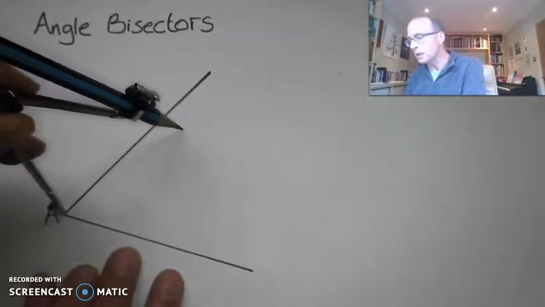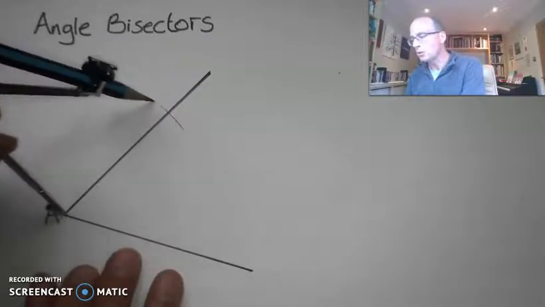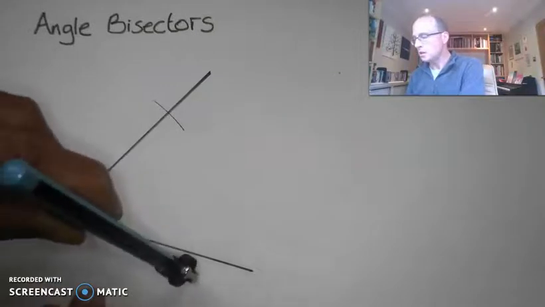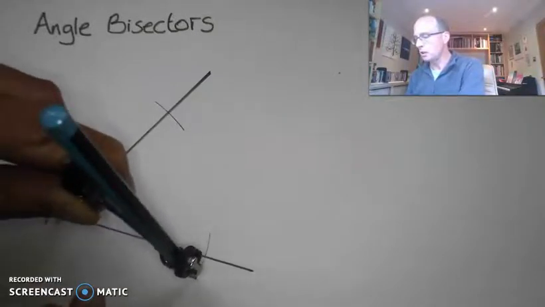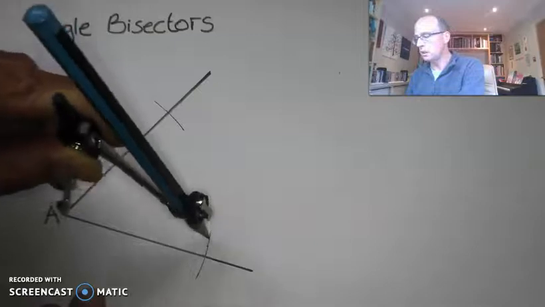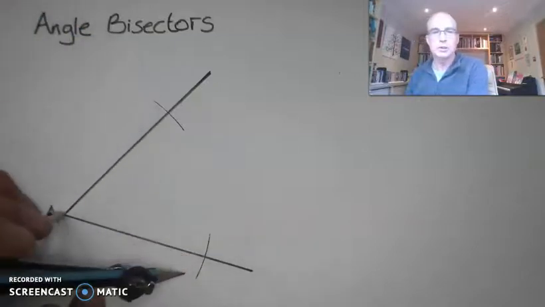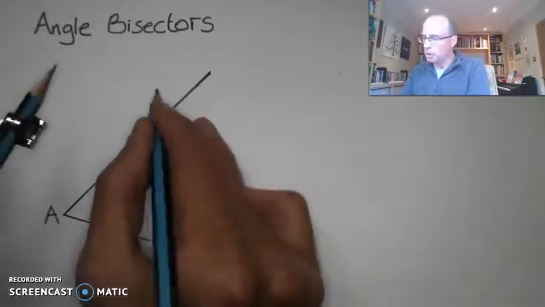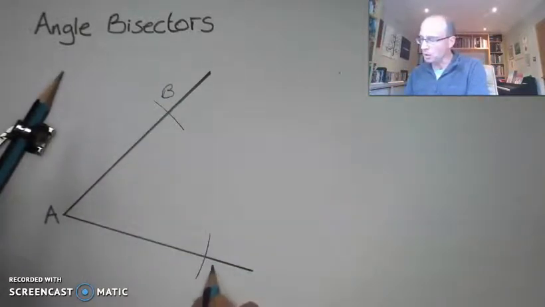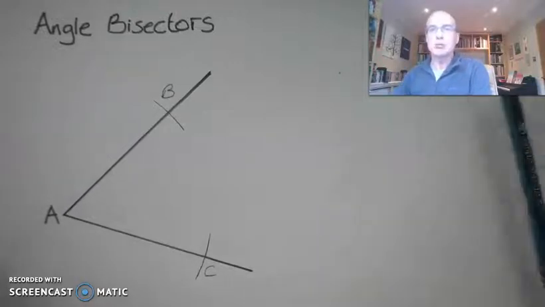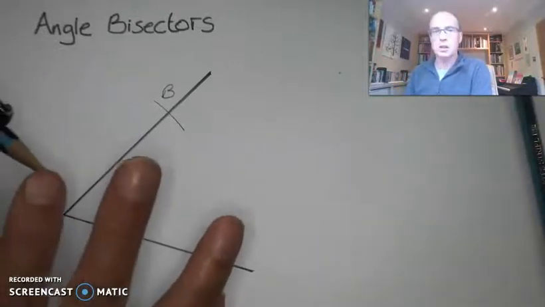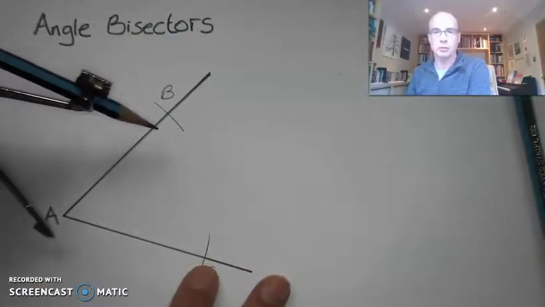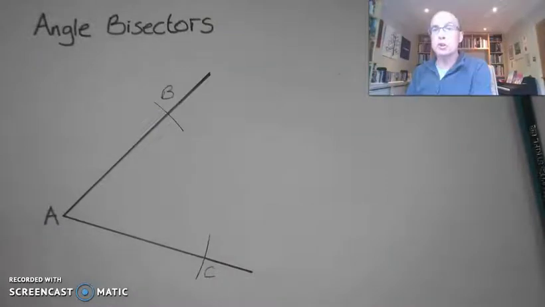This one's going to work for me, and I'm going to draw an arc that cuts through the first line segment and also an arc that cuts through the second line segment as well. I'm trying to draw that so we can see it on the video. I'm going to label those up. I'm going to call the top one B and the bottom one C. It's really important that once we've done that, we don't change the compass setting between drawing those first pair of arcs. I'm going to draw two more arcs.